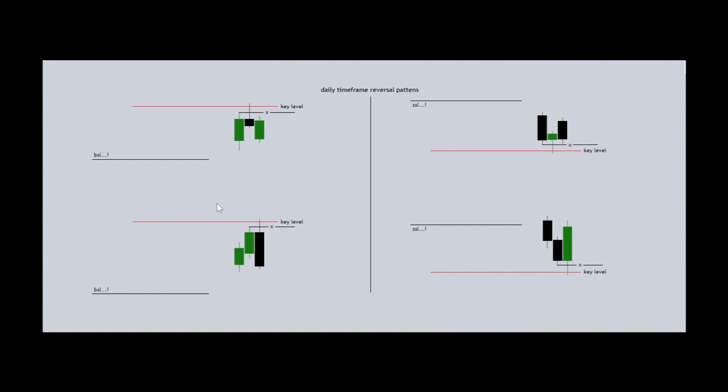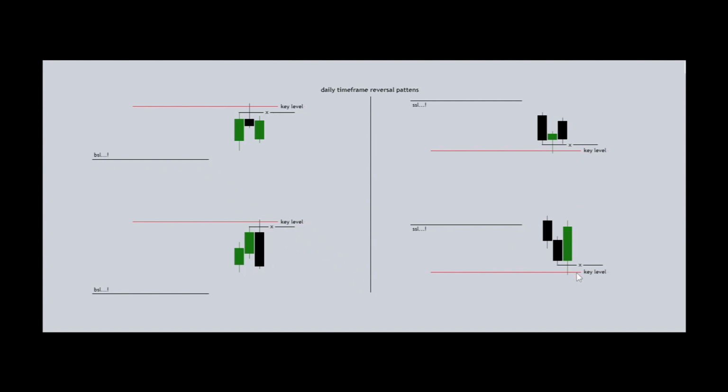So another one is here. We have this kind of pattern after we took buy side liquidity. This is also a bearish reversal pattern. This pattern happens after we took buy side liquidity or after tapping inside a key level. All right, and then here we have a bullish pattern which opposes this one.